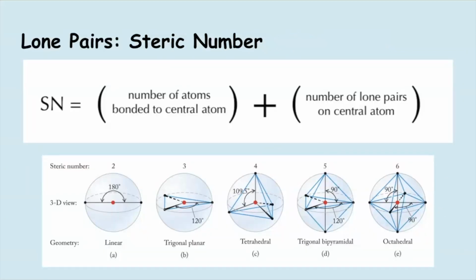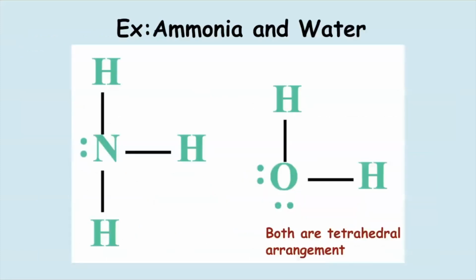When doing this counting, we go by the steric number when counting lone pairs. So we take the number of atoms bonded to the central atom plus the number of lone pairs on the central atom. So as in the two examples presented in class, ammonia and water, we would count these two electrons as one pair. And then we would count each bond as one electron group. So it would be 1, 2, 3, 4.